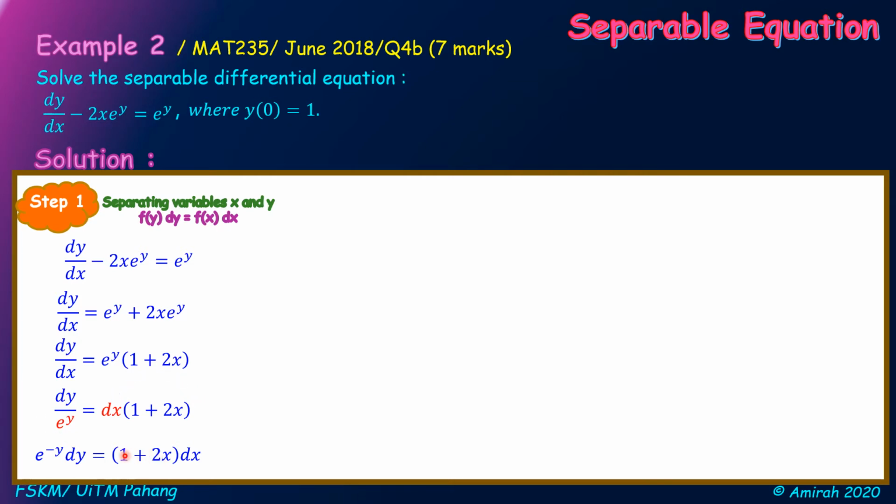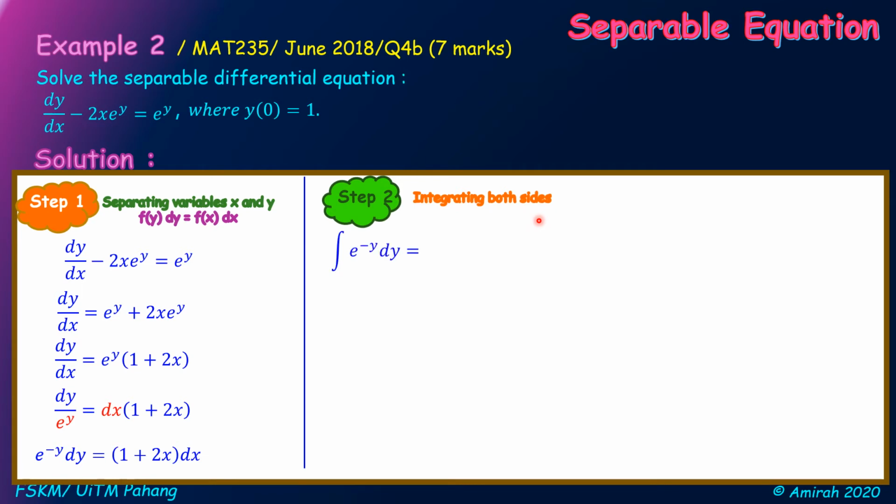So from here, we can continue to the second step. Step 2, we integrate both sides. From step 1, from e to the power of negative y dy equals 1 plus 2x dx, we just put the integration sign on both sides. Then we can name this equation 1. And after that, we can integrate one by one. We integrate left hand side and we integrate right hand side.